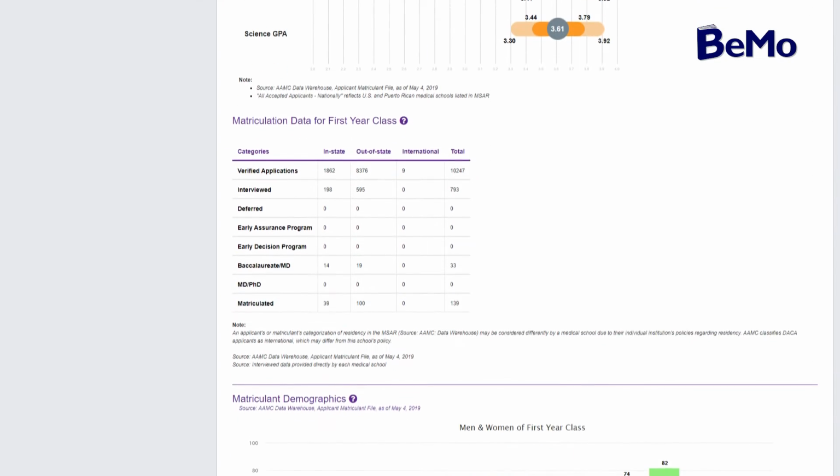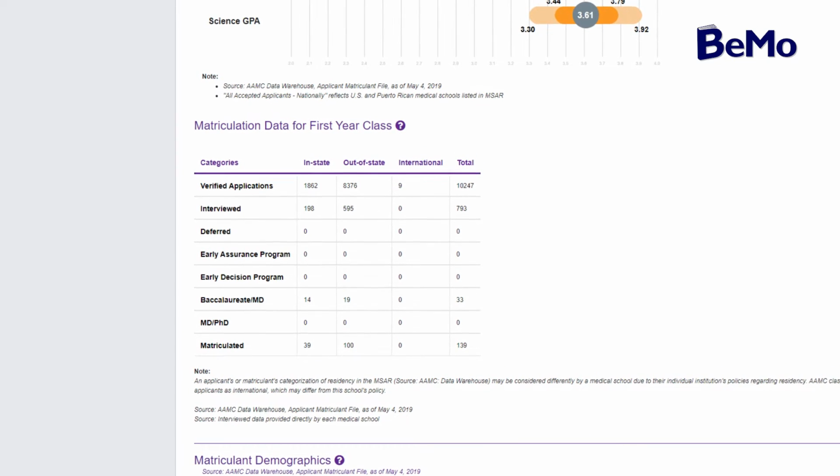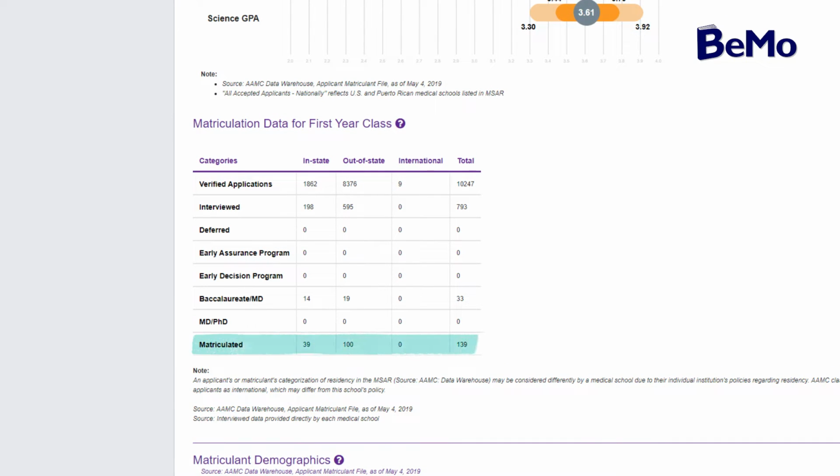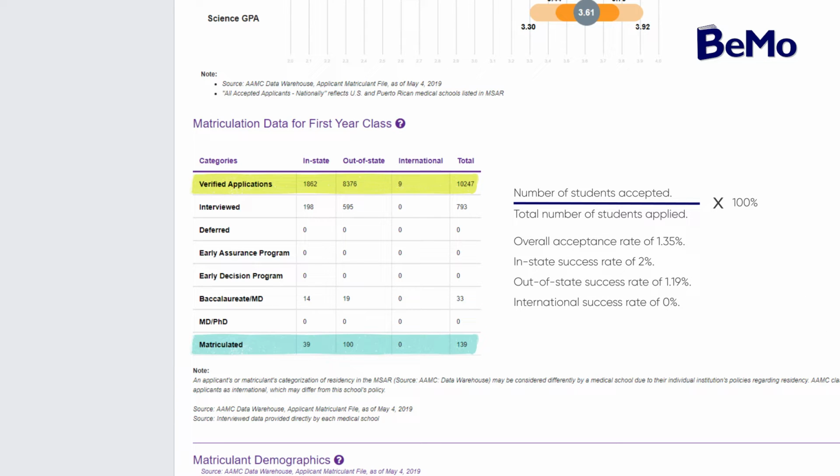While the portal does not calculate a school's admission rate, it does give you a table that outlines how many students applied in the previous cycle and how many students matriculated. You can calculate the admissions rate yourself by dividing the number of students accepted by the total number of students applied and multiplying it by 100%. Using this chart, we can calculate that Albany Medical College has an overall acceptance rate of 1.35%, in-state success rate of 2%, out-of-state success rate of 1.19%, and international success rate of 0%.